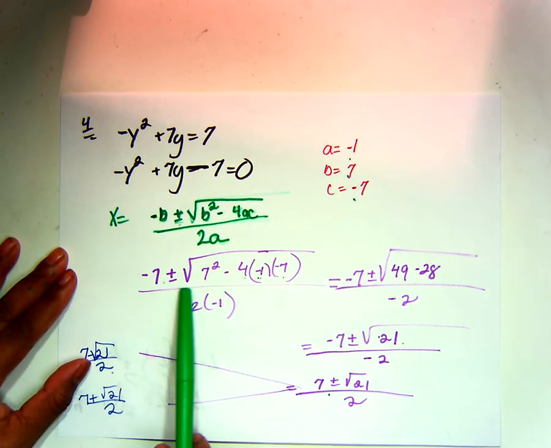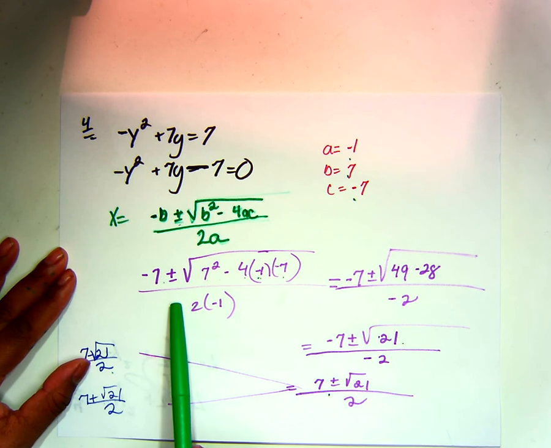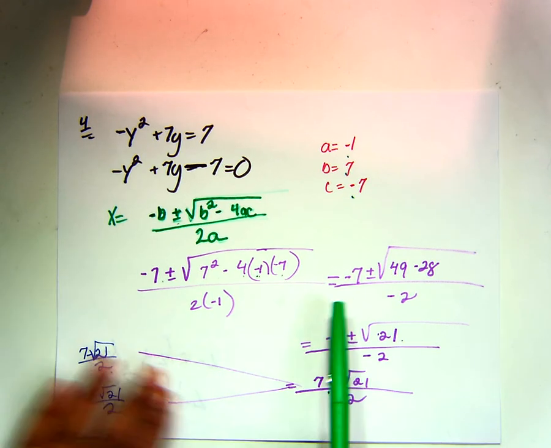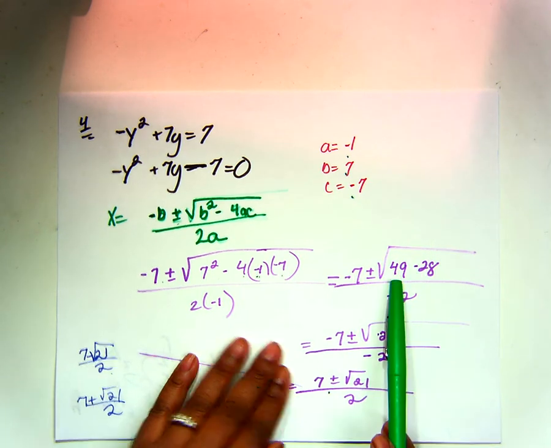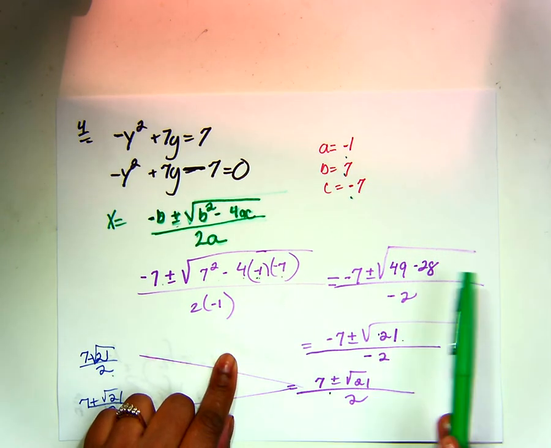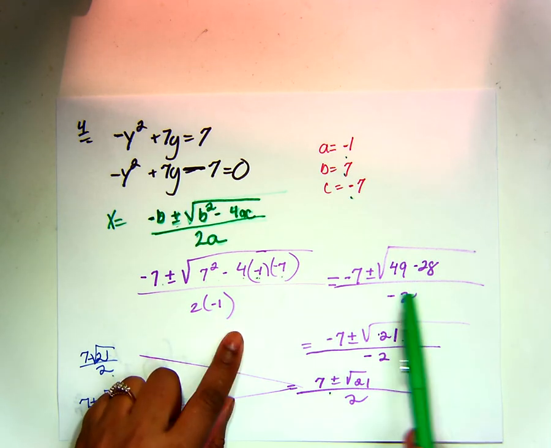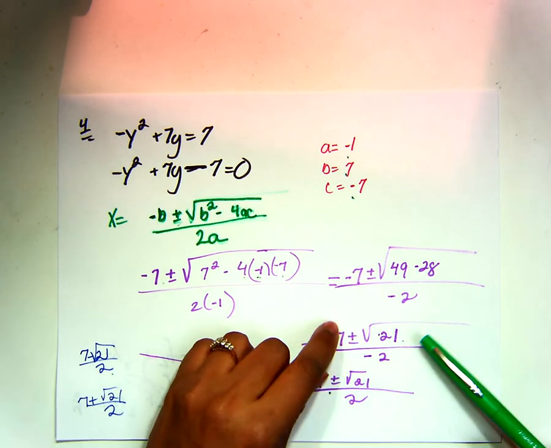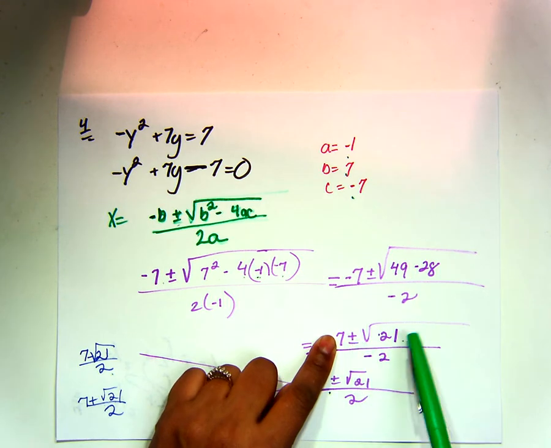I substituted all my values in, so hopefully you can see that. If I'm going too fast, please pause. So we have negative 7 plus or minus the square root of 7 times 7, which is 49. Negative 4 times negative 1 is positive 4. Positive 4 times negative 7 is negative 28. 2 times negative 1 is negative 2. So that's where that came from. Jump down. 49 minus 28 gives you the square root of 21.